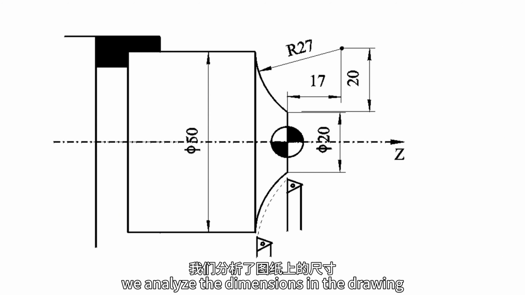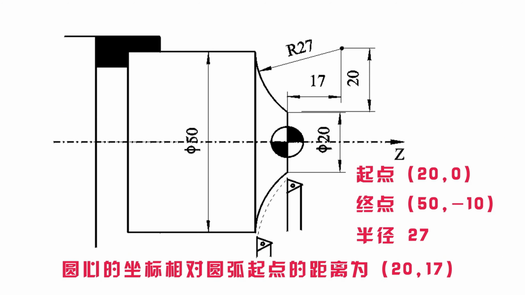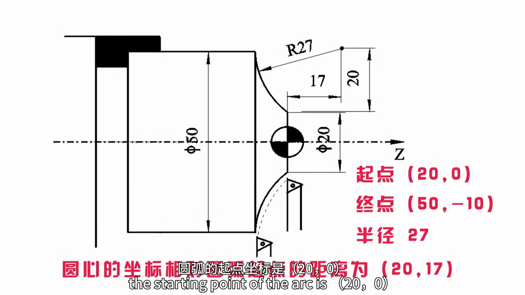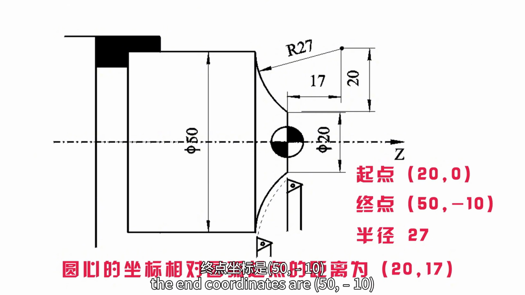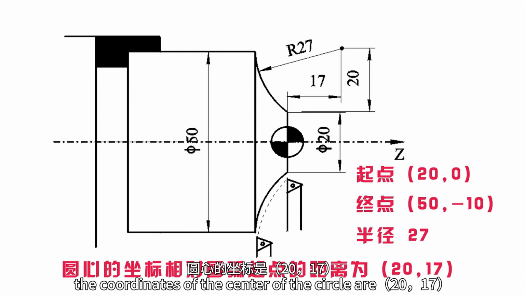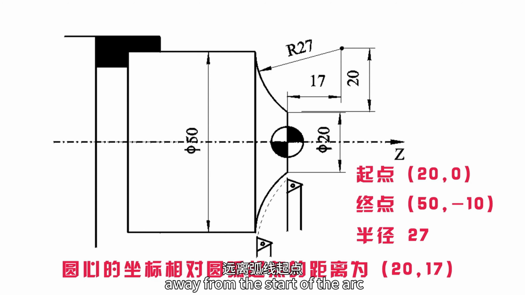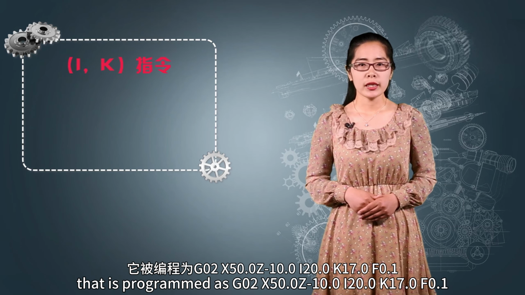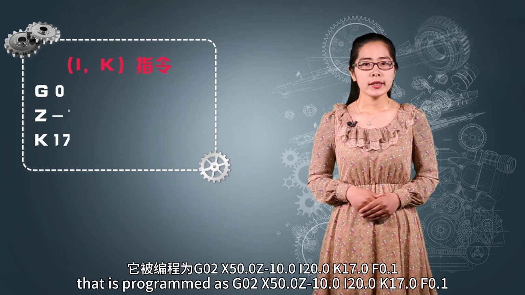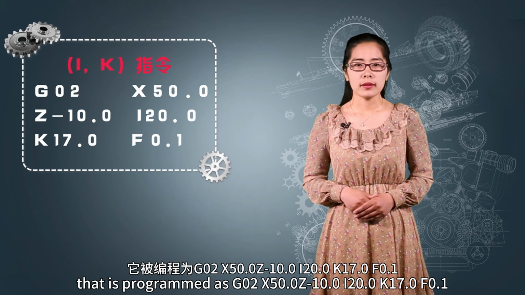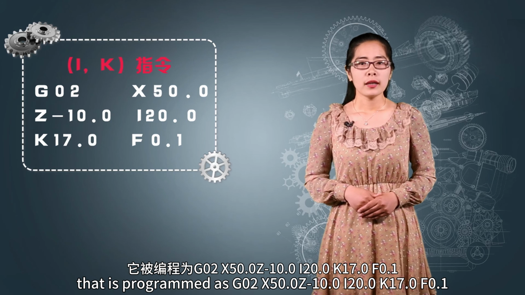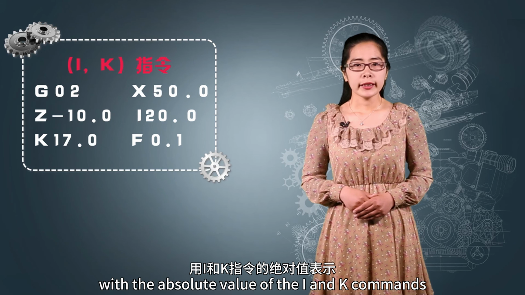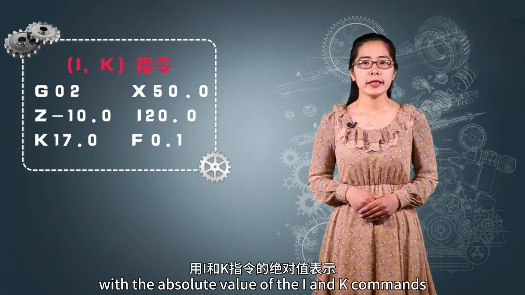First, we analyze the dimensions in the drawing. The starting point of the arc is 20, 0. The end coordinates are 50, -10. The coordinates of the center of the circle are 20, 17 away from the start of the arc. The radius is 27. That is programmed as G02, X 50.0, Z -10.0, I 20.0, K 17.0, F 0.1, with the absolute value of the I and K commands.